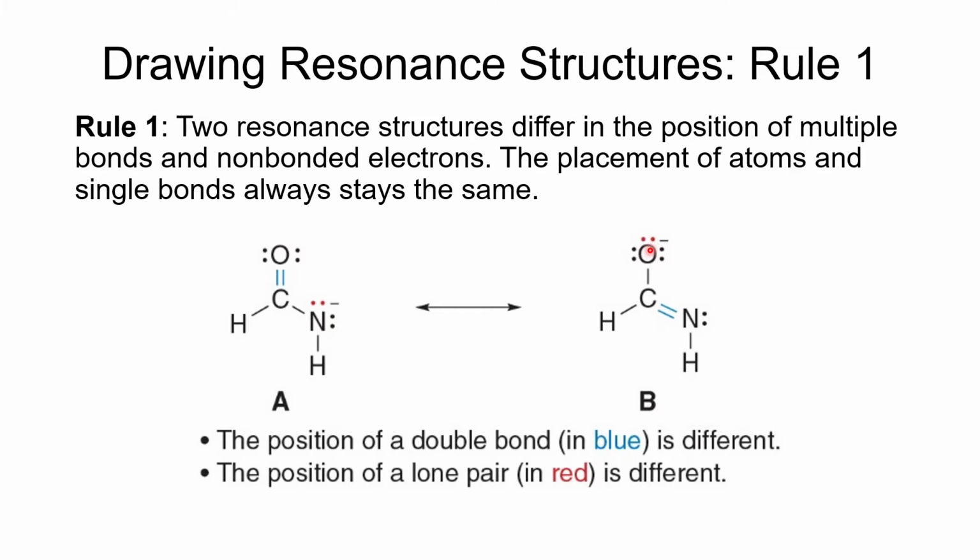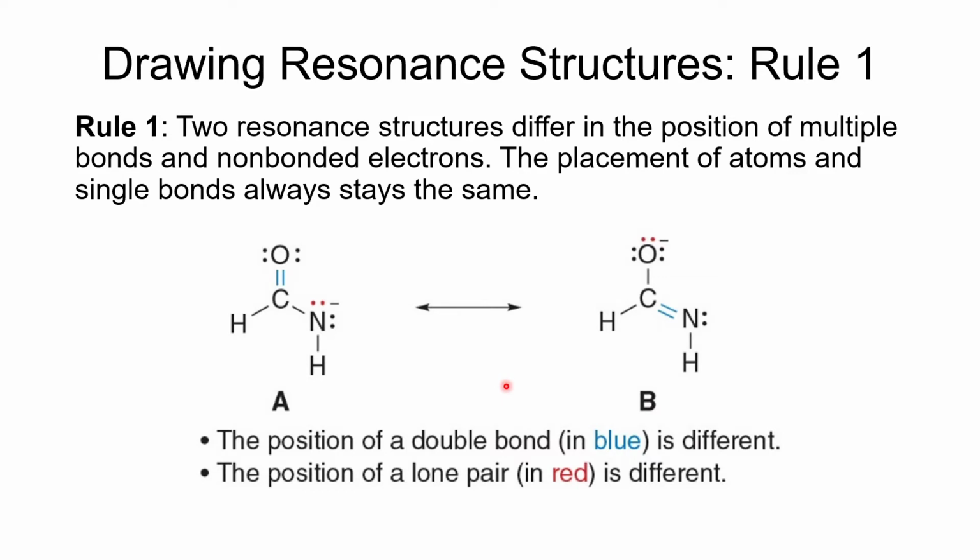So each atom is connected by at least one bond. And the only things that are moving around are the pairs of electrons and the second bond, the double bonds. If you count, you'll see that there's still the same total number of valence electrons in each structure.